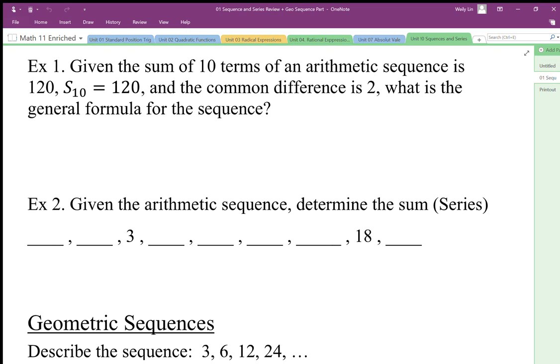Here are a couple examples of some arithmetic sequence and series. So here we have been given that the sum of 10 terms of an arithmetic sequence is 120. So S10 equals 120. The common difference is 2.